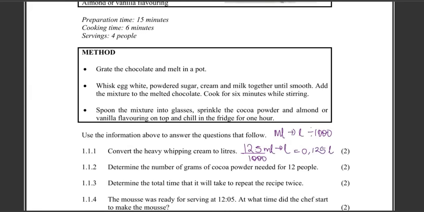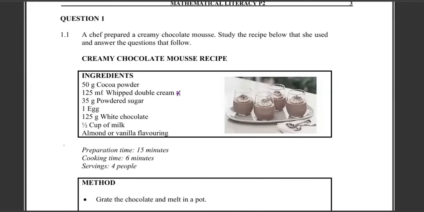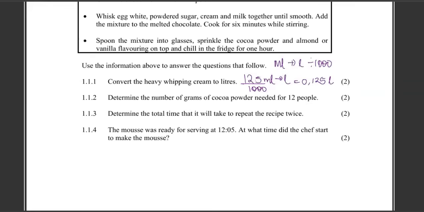Don't forget, these are liters. Determine the number of grams of chocolate powder needed for 12 people. When we check on the recipe here, this serves 4 people. And how many grams do we need for chocolate? There are 50 for 4 people. What about 12? So we shall ask ourselves, 12 divided by 4 times 50, which will give us 150 grams.